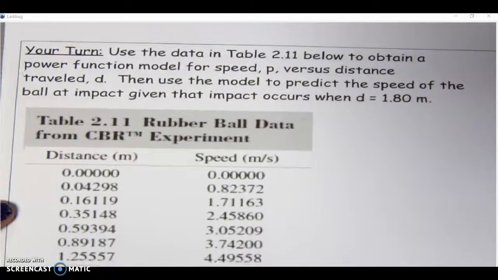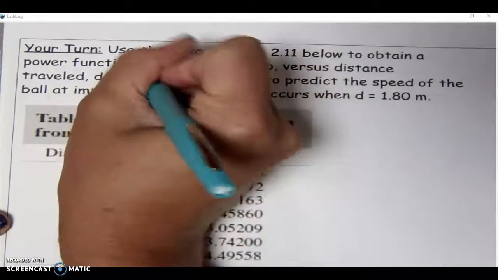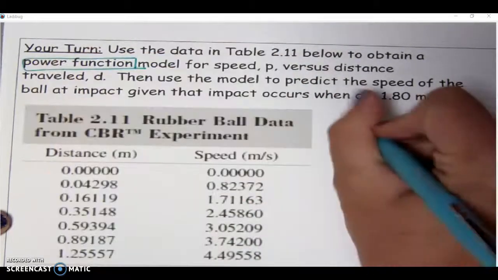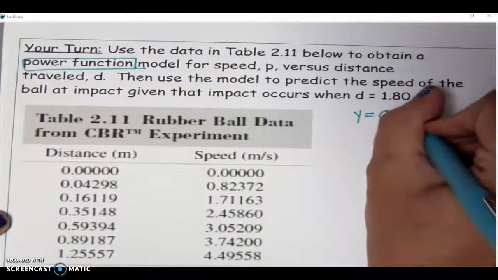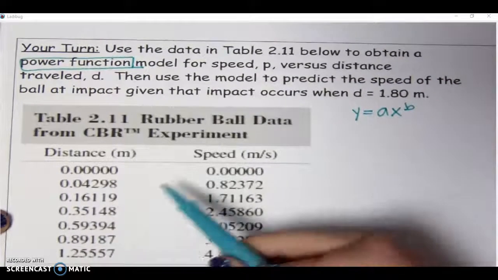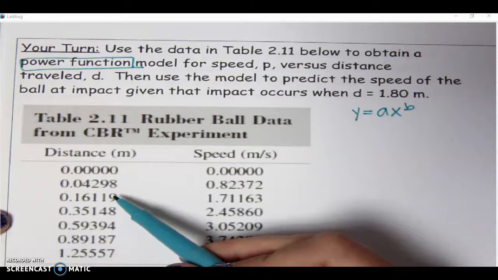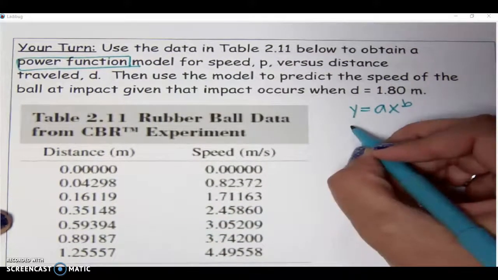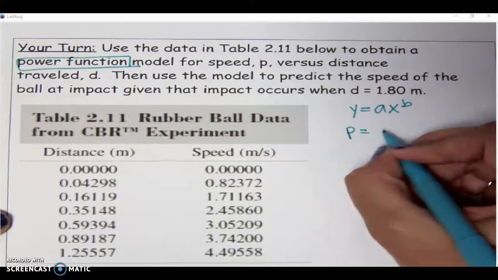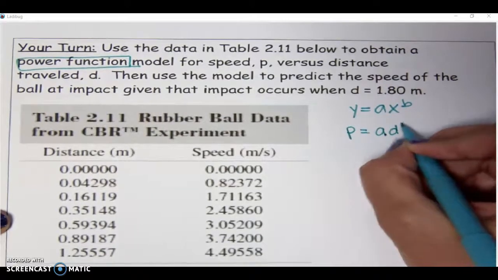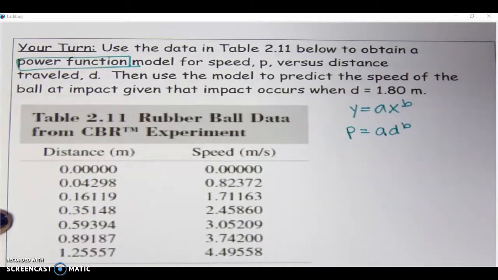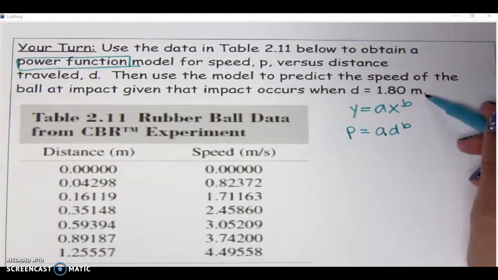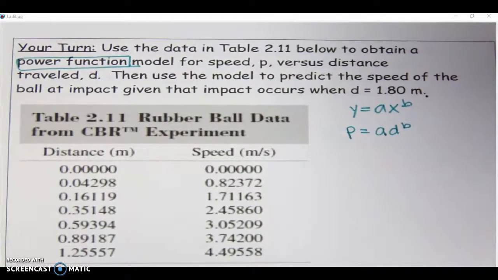So this one we're using the table to obtain a power function. So once again, make sure it says power function. So we know we're doing y equals ax to the b power. For speed, which is p, versus the distance, which is d. So they're actually saying because we're using speed equals the distance, which is d, this is really the formula that they want us to figure out. And then we're going to predict when the distance is 1.8.